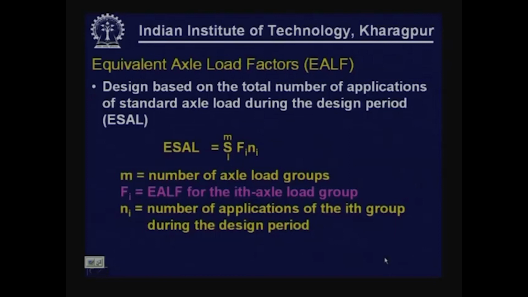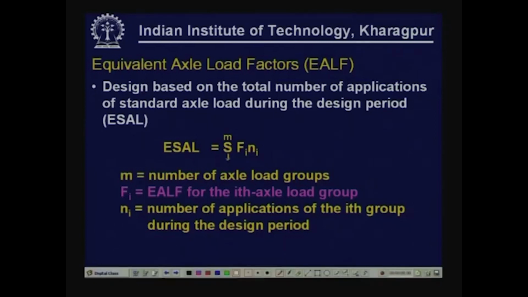So, the total number of equivalent standard axle load repetitions can be obtained using this expression. In fact, the design based on the total number of applications of standard axle load during the design period can be obtained as this summation term, sum of F and N. If you consider there are M categories of axle loads, different groups, and the corresponding factor representative of that group and number of repetitions of different groups, we can work out, let us say group 1, there are 1000 repetitions, the equivalent number is F. So, the total number of equivalent axle load repetitions can be the summation of F N.